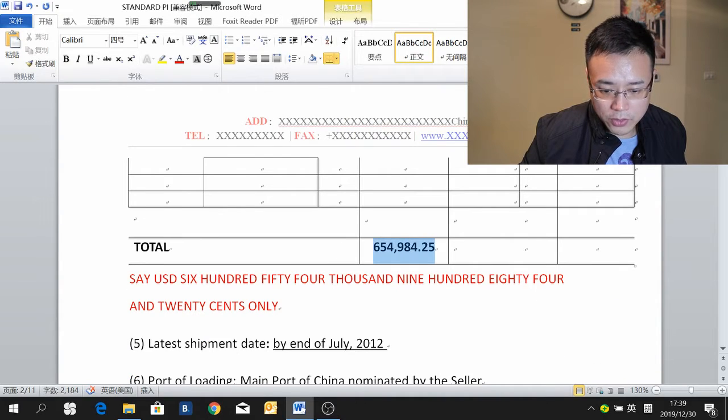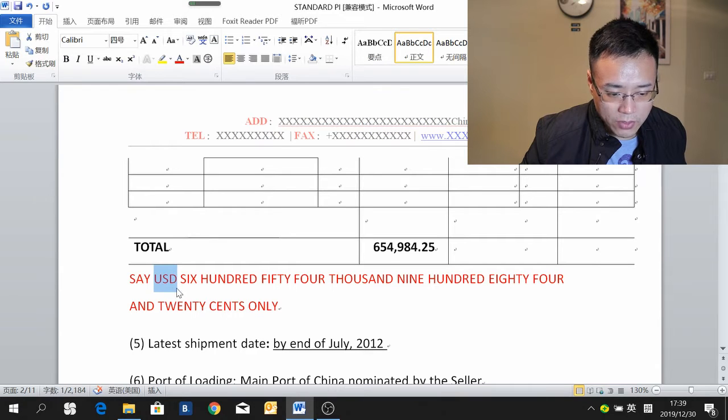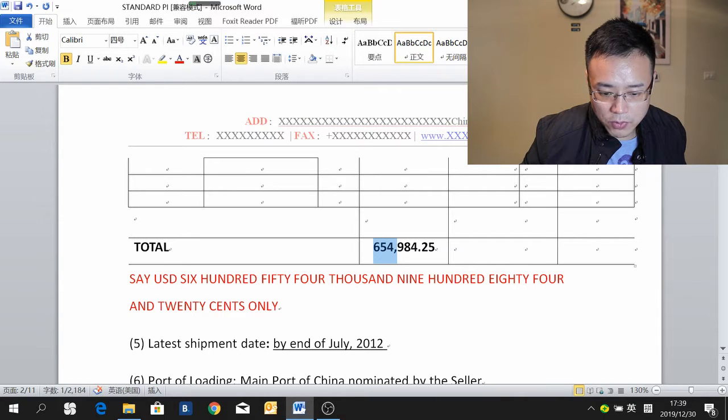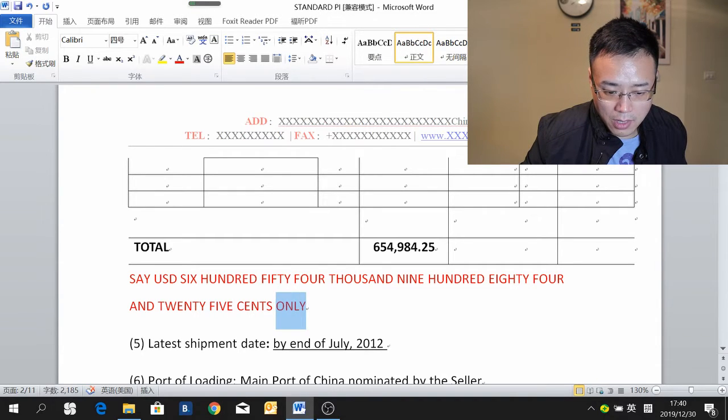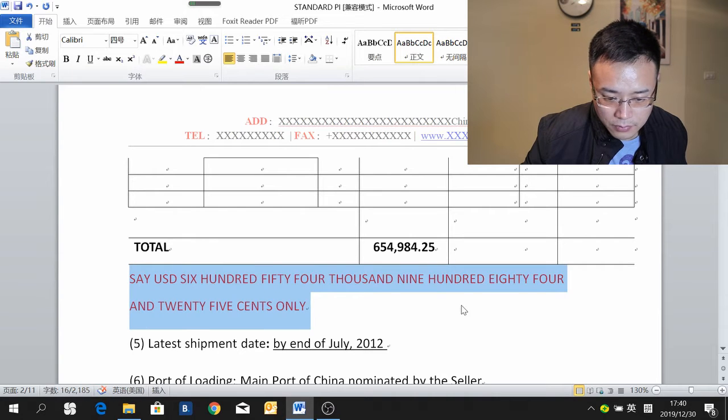Okay, here there's a total amount. How do we describe the total amount? Say US dollar 654,000. You don't have to put an "and" here. But for 654,984.25, you have to put an "and" between US dollar and cents: US dollar 654,984 and 25 cents only. Always put an "only" at the end of the description of the number.